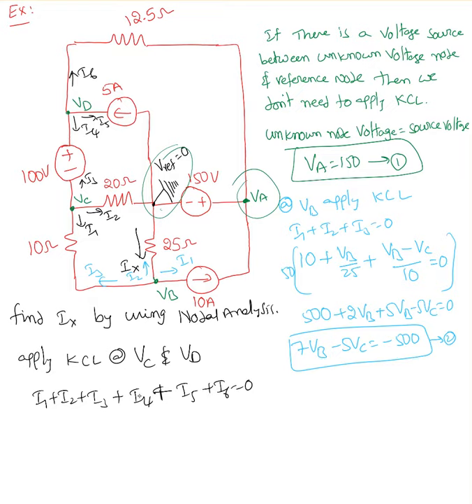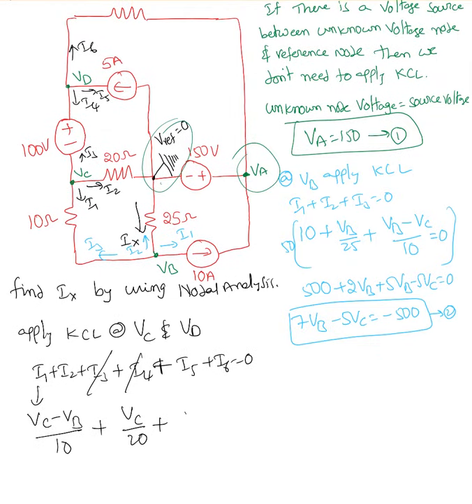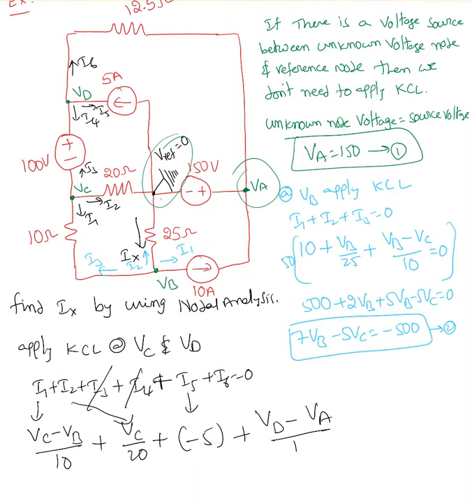So I can clearly see I can cancel out I3 and I4. So I1 is VC minus VB over 10, plus I2 is VC over 20, plus I5 is negative 5, plus I6 is VD minus VA over 12.5, equals 0. That's VD, don't confuse it with VB.